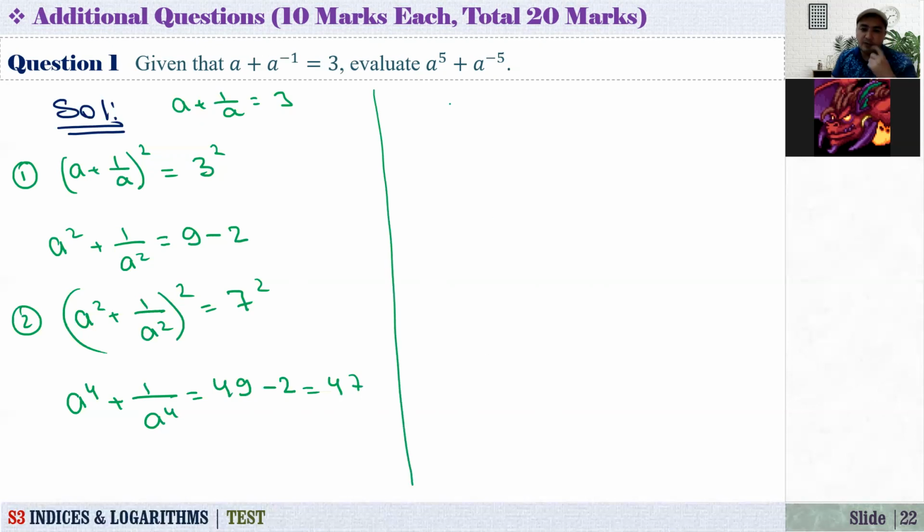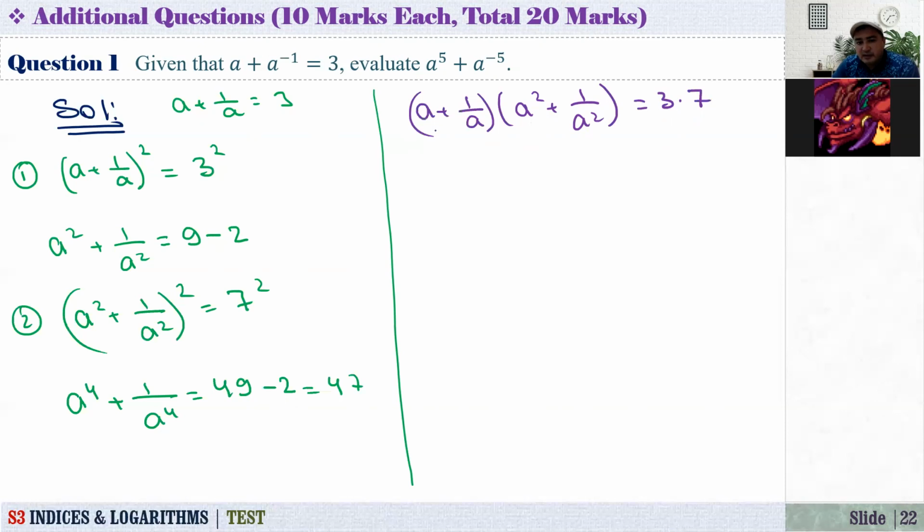But here we need to find a to the power of 5 plus a to the power of minus 5. So what am I going to do here is, if I just multiply this by a, I will have a cubed. So I need one more thing. What happens if I just multiply this a plus 1 over a by a squared plus 1 over a squared? What is a plus 1 over a? It's given, that's equal to 3. And how about a squared plus 1 over a squared? We have just calculated here, that's equal to 7.